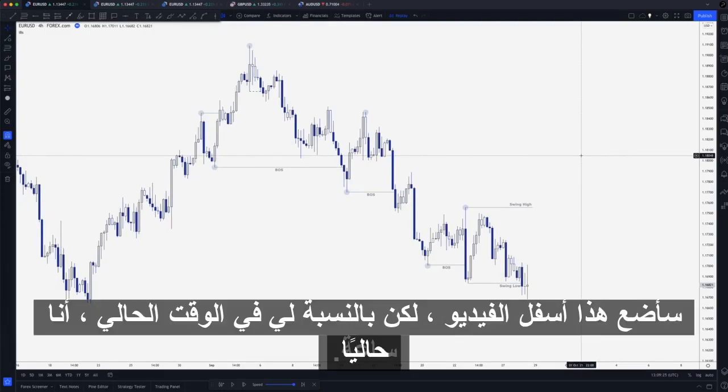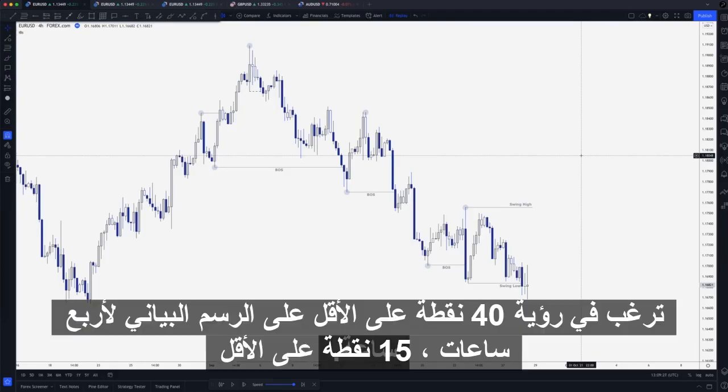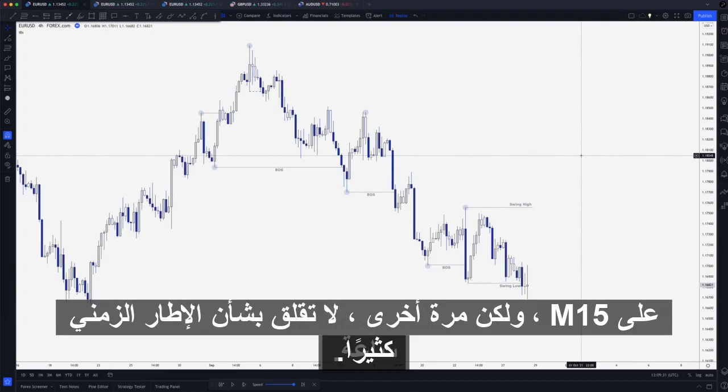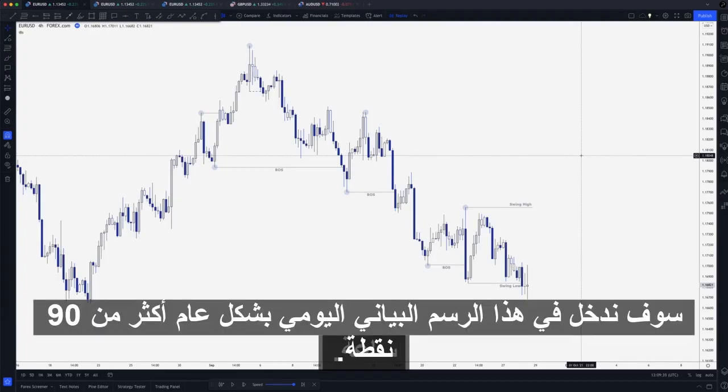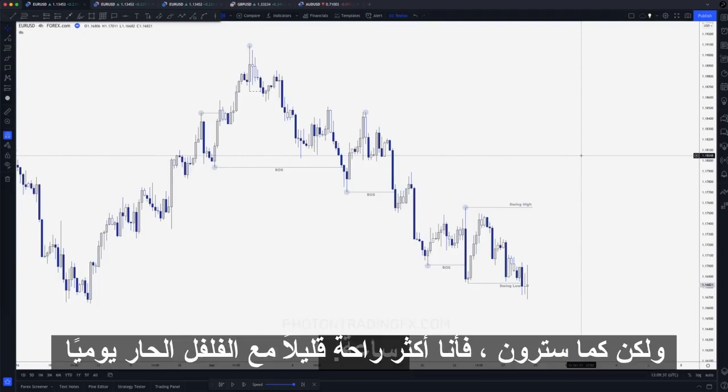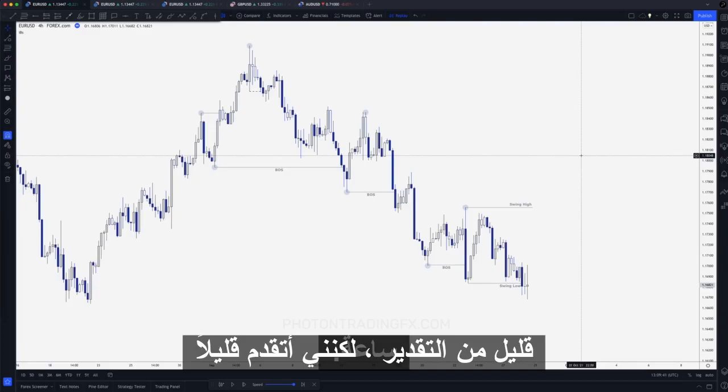For me, I will put this below the video, but for me at the moment, I currently like to see at least 40 pips on the 4-hour chart, at least 15 pips on the M15. But again, don't worry about other timeframes too much just yet. We'll get into this. And the daily chart, generally more than 90 pips. But as you'll see, I'm a little bit more loose with the daily chart. I like to use a little bit of discretion there. But I'm getting a bit ahead of myself here.